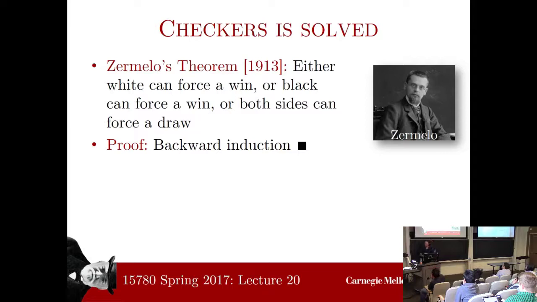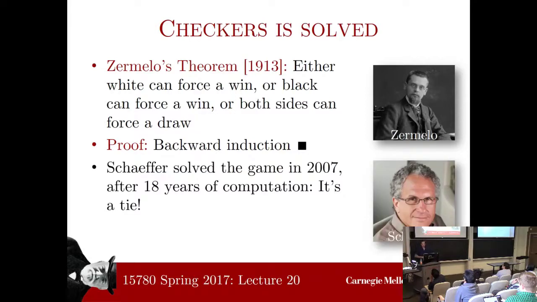And then in 2007, I told you the story in the intro lecture, Jonathan Schaeffer from the University of Alberta actually solved checkers. It was a big engineering feat at the time, plus a lot of algorithms for making the game tree smaller, so pruning the game tree. It took 18 years of computation. Probably today it would be much, much faster. And the result was that it's a tie.